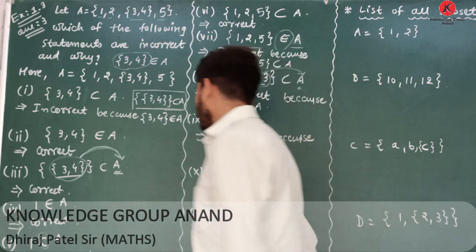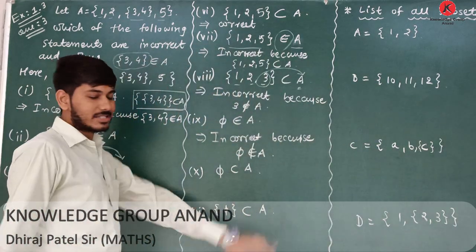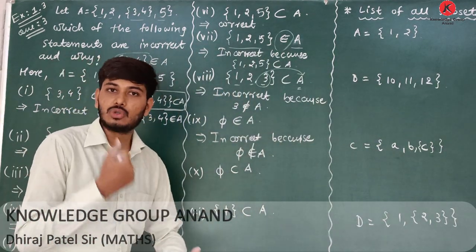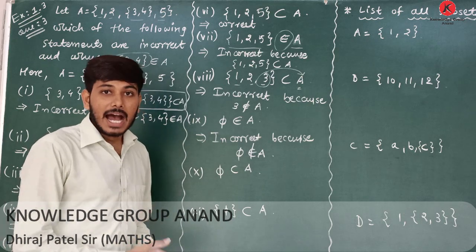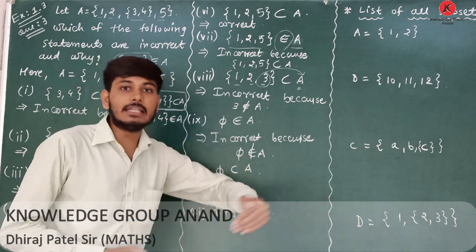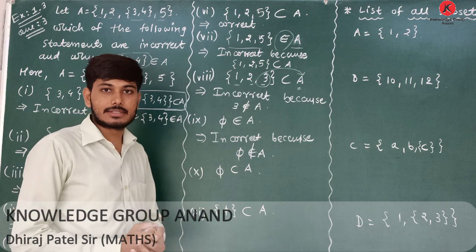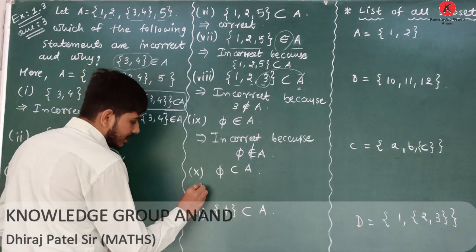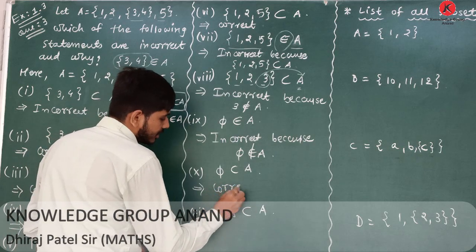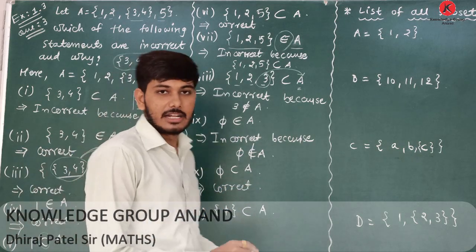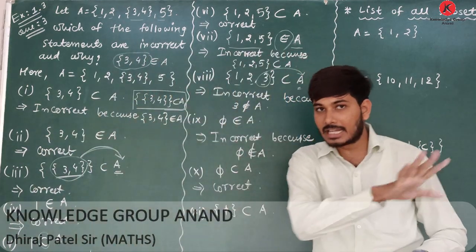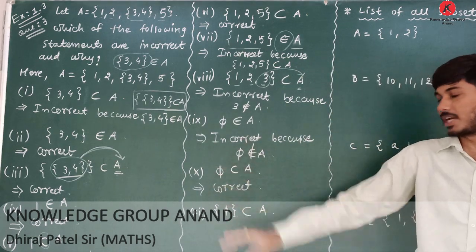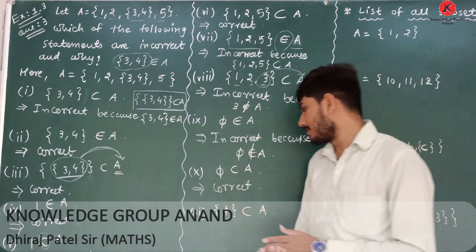The next one, 10th question. Phi is a subset of A, and we know that phi is a subset of any set. Therefore, this is the correct statement. This is the property of subsets. Phi is a subset of any set. Therefore, phi is a subset of set A. Therefore, it is a correct statement.